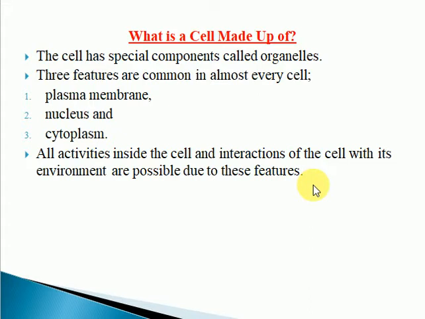That means whatever activities are going on inside the cell, and when the cell is interacting with the outside environment, these three features are involved. Plasma membrane is involved in it, nucleus and the cytoplasm are involved in these activities. Okay, now let's move further.